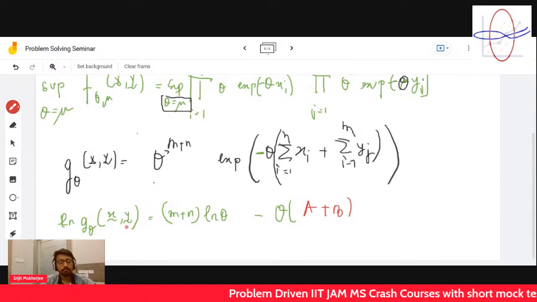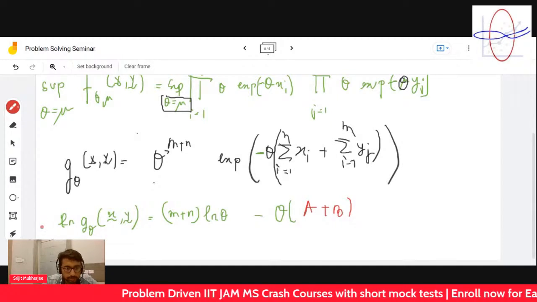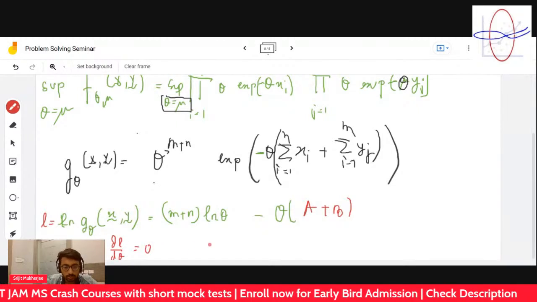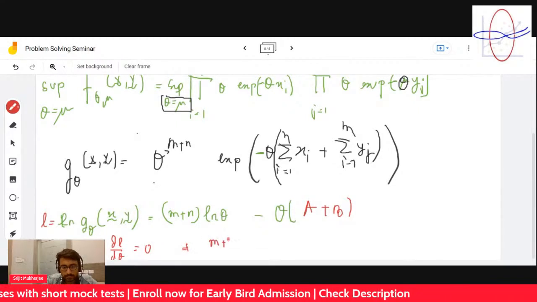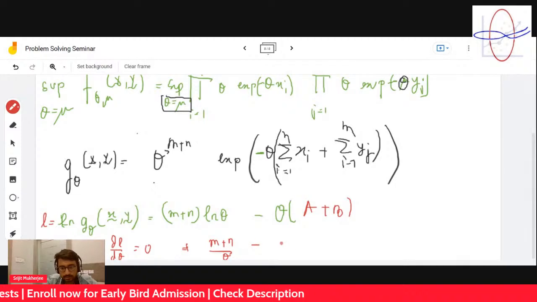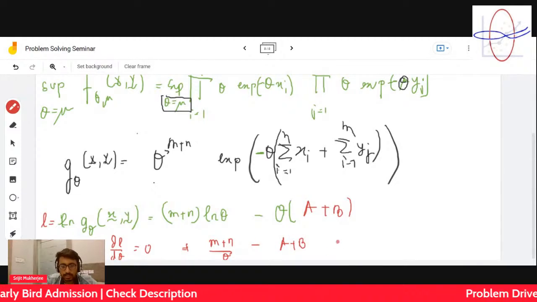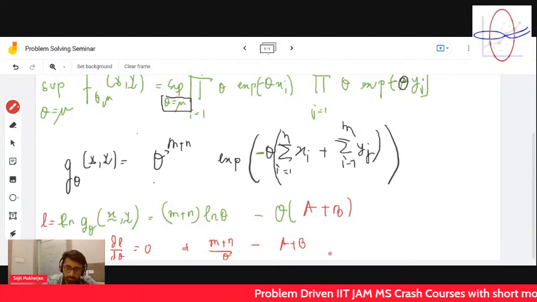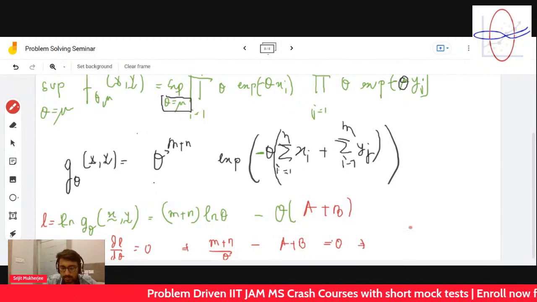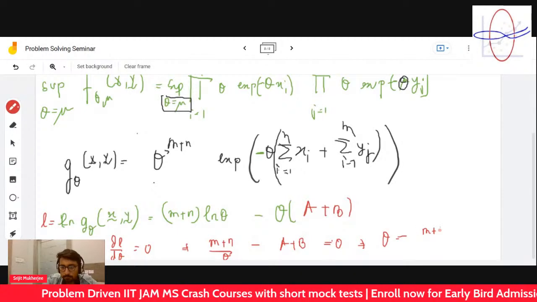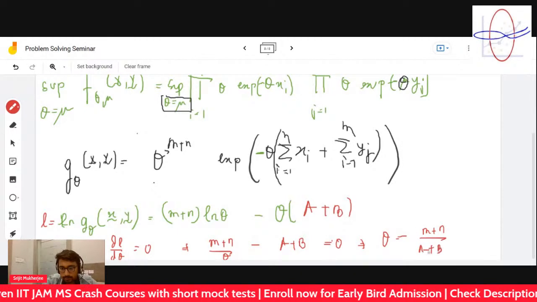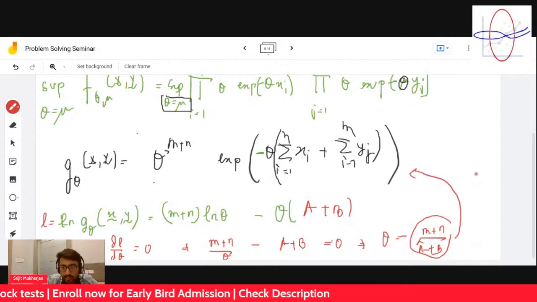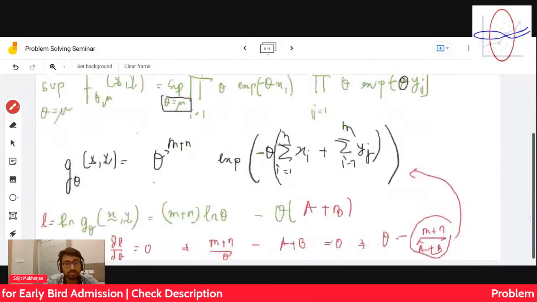Now you have to maximize it, so take the differentiation. We take dl d theta equal to 0, which will turn out to be m plus n by theta minus a plus b. And if you take another derivative, you will see that it's negative, so it's a maximum. So setting it equal to 0 implies that theta is nothing but m plus n by a plus b. It's just theta hat. So we'll now replace this theta hat over here to get the upper value.